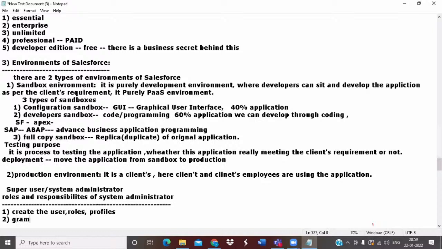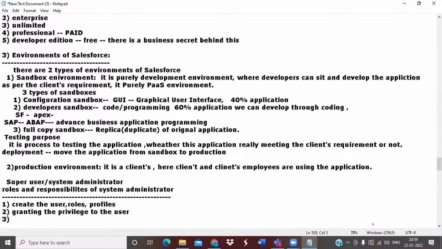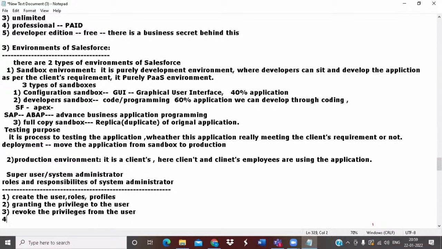So that he is the person granting the privileges. What is the meaning of privilege? Permissions. Granting means giving. Granting permissions or privileges to the users. Sir, what is the meaning of the privileges? Permissions. Okay, and also revoke back. Revoke means take back. Revoke privileges from the users. Yes or no?